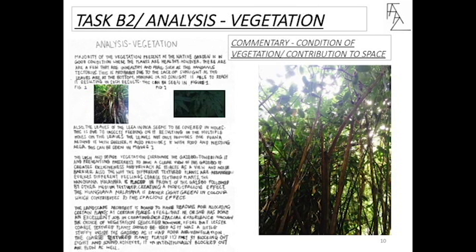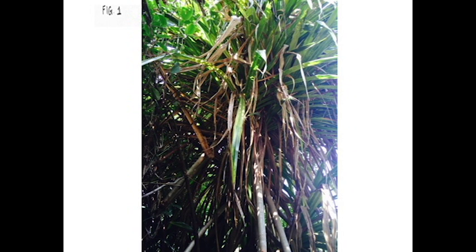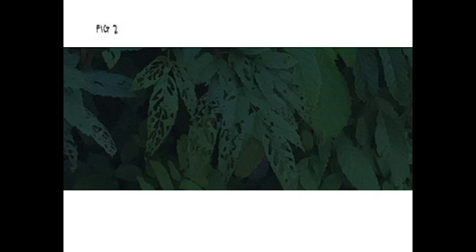And over on slide 10 is the condition and the contribution of the vegetation to its surroundings. The majority of the vegetation present is in good condition and healthy. However, there are exceptions, like the Pandanus tectorius and Licuala indica. The leaves at the bottom of the plant are dried up, probably due to the lack of sunlight, as the leaves at the bottom receive very little or no sunlight. This can be seen in figure 1, leaves of the Licuala indica.